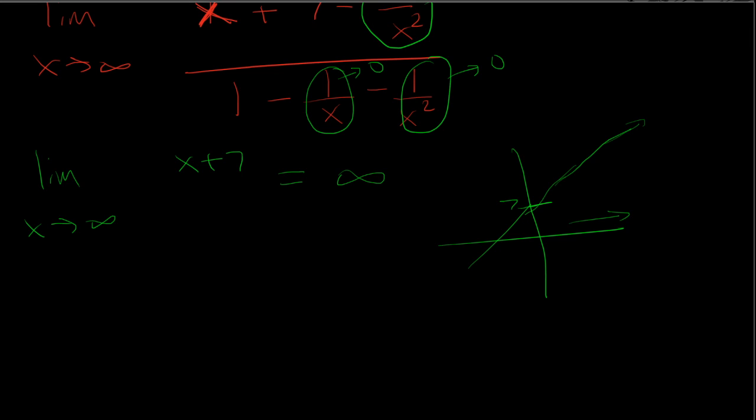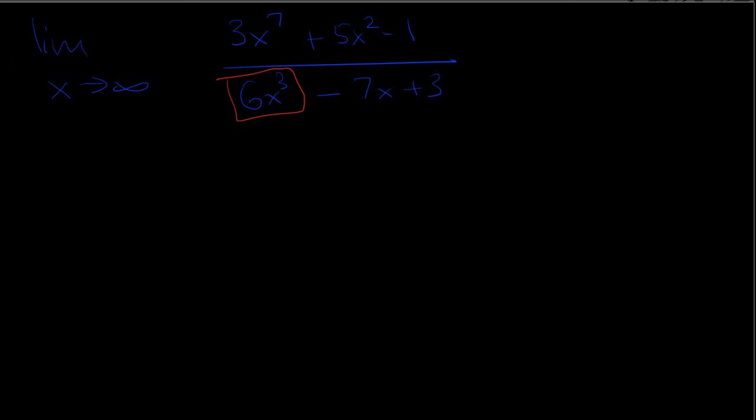So let's try another one where that's the case. I have the limit as x approaches infinity of 3x to the 7th plus 5x squared minus 1 over 6x cubed minus 7x plus 3. The highest degree term in the denominator is 6x cubed. So I'm going to multiply the top and the bottom by 1 over x cubed.